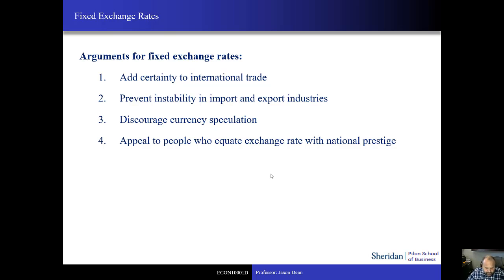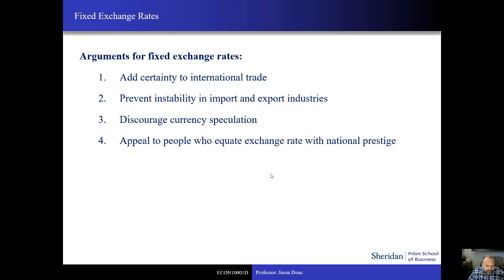But if there was a fixed exchange rate, then we would know for certain what the value of the exchange rate would be. So firms would be able to estimate exactly how much profit they would make from selling something abroad, if it takes quite a long time to finish that. So you would have less instability in import and export industries.